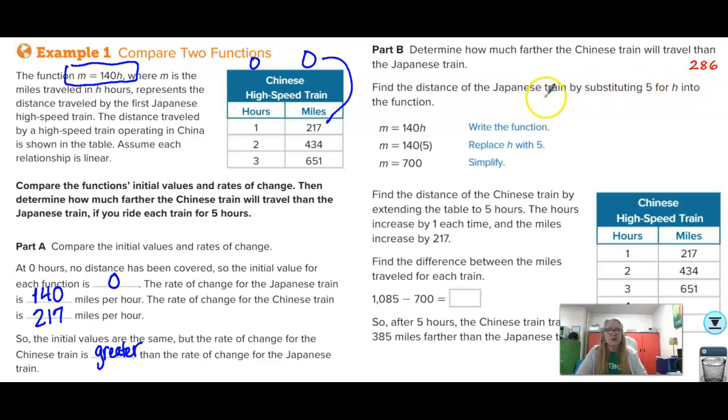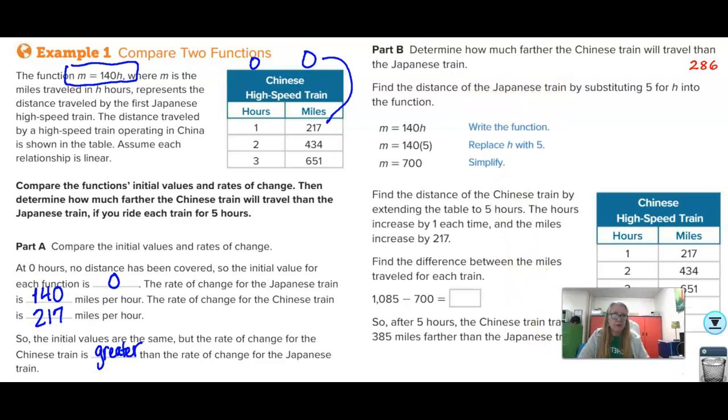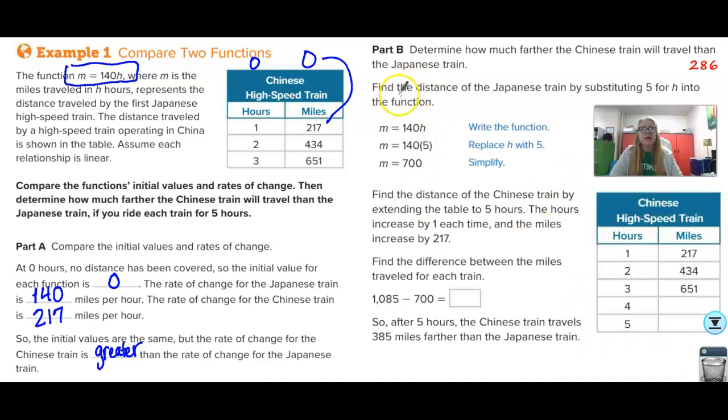So they're saying it's going to be traveling for 5 hours, okay? And they want to know... let me move this, put me right here for now. So when we just take the equation, we're going to substitute 5 for hours. If you put 5 in here, 5 times 140 is 700. So the Japanese train can travel 700 miles in 5 hours.